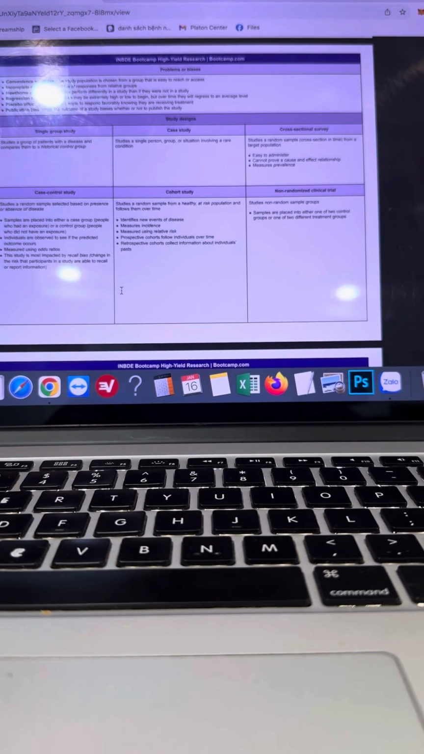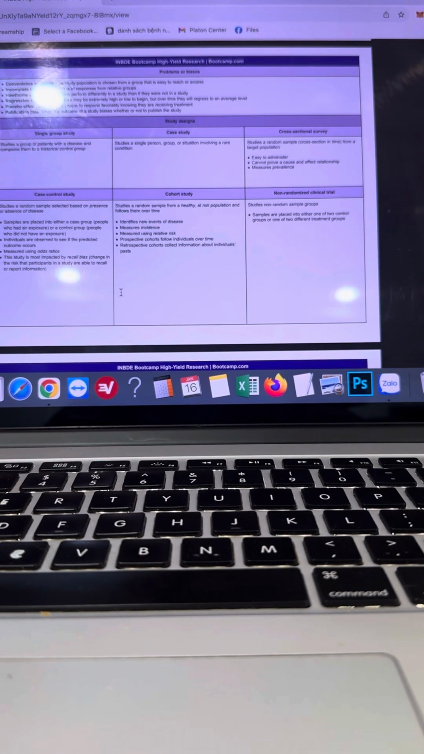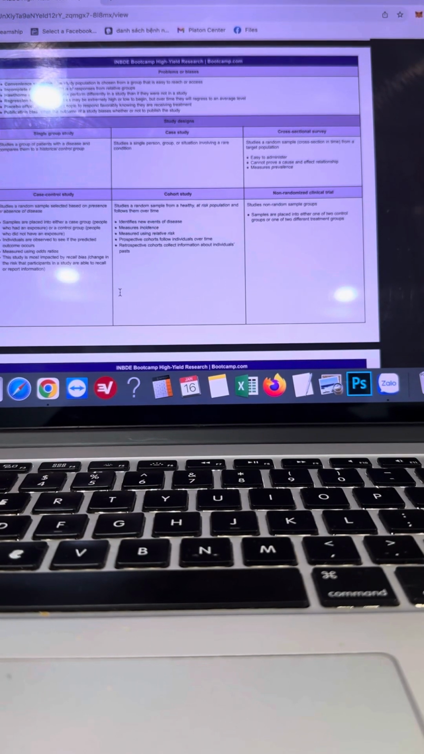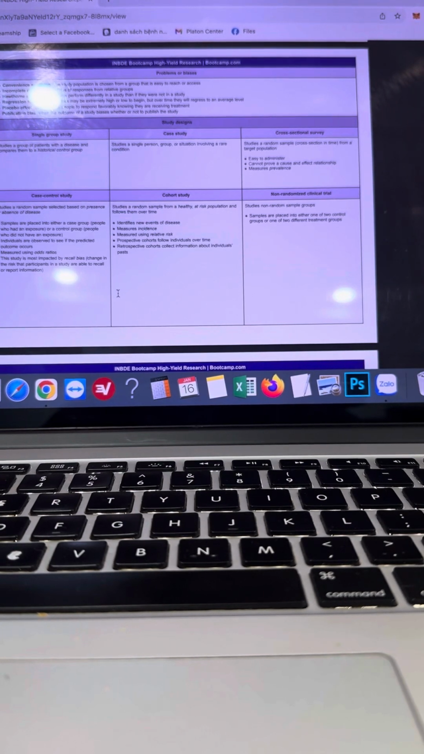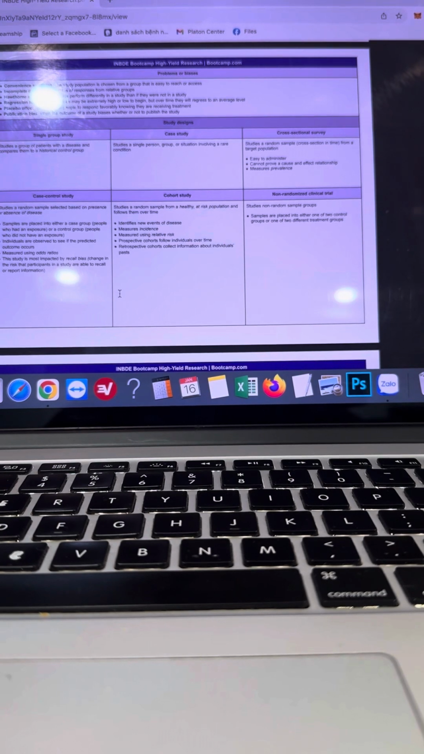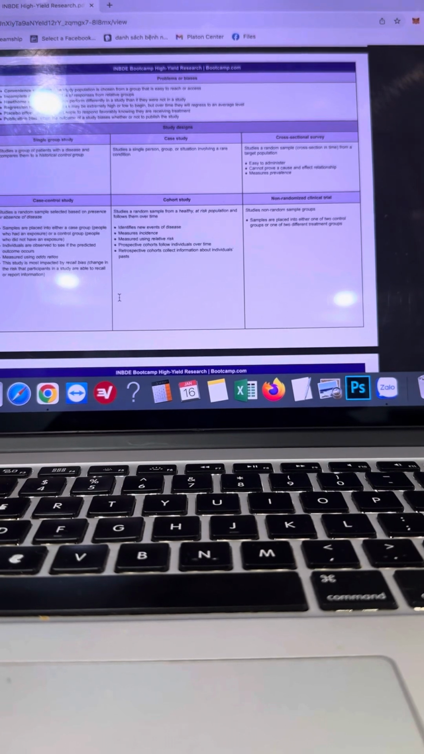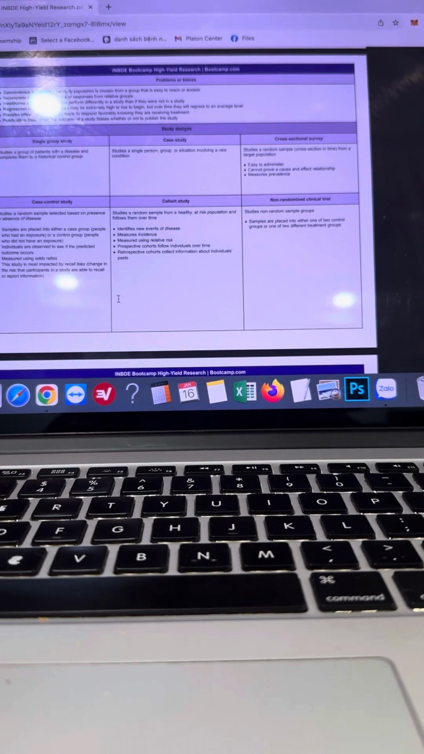Cohort studies: a random sample of a healthy and at-risk population is followed over time. They identify new events of disease, measure incidence, and use relative risk. Prospective cohorts follow individuals over time. Retrospective cohorts collect information about individuals' past.